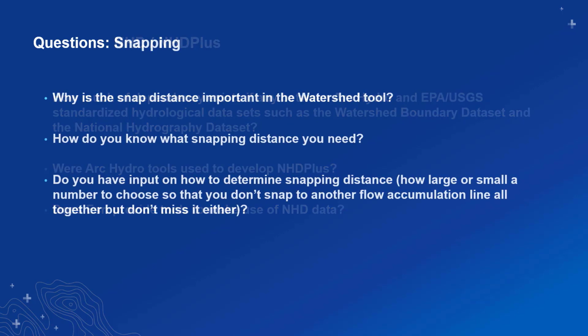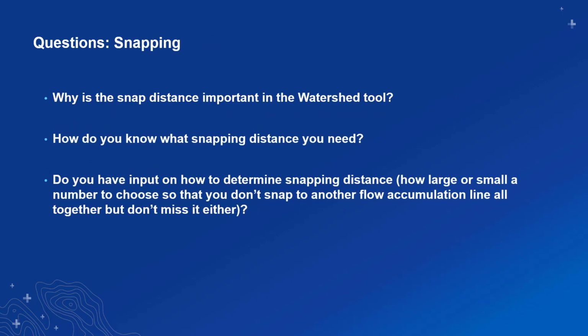The second set of questions deals with details on snapping distance within the watershed delineation tool used in the demo. Why is the snap distance important in the watershed tool? Well, often the interactive point placed by the user on the map will not be exactly on the stream. Snapping is then used to snap the user point onto the stream and delineate from the snapped location.